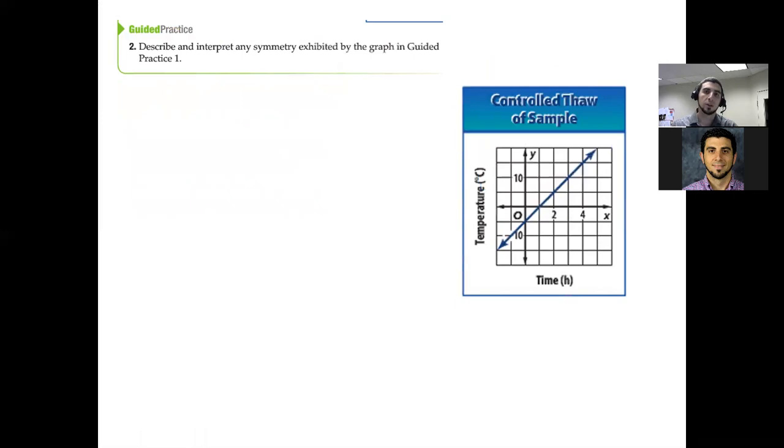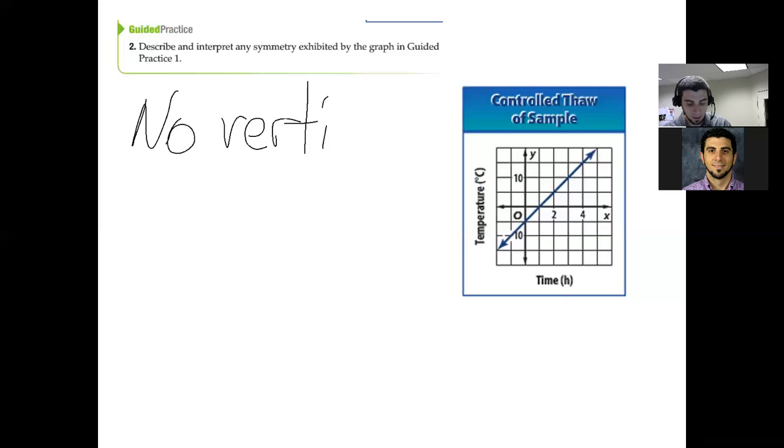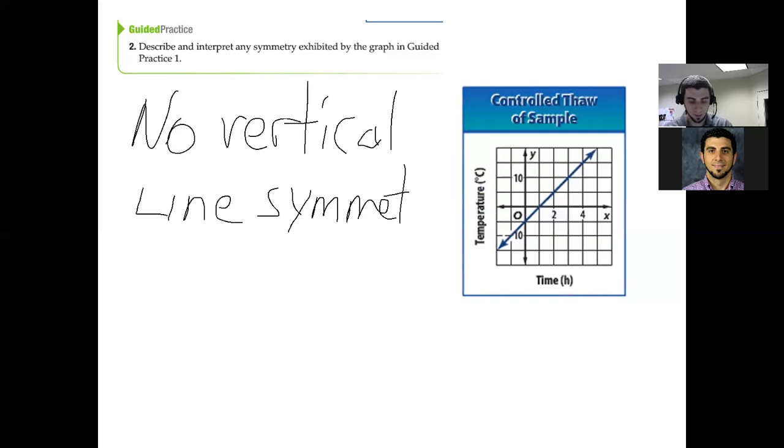All right, so here's another example. This is the one from the first practice problem, but we're going to look at this graph and interpret any symmetry. Go ahead and pause the video and hit play when you're ready to see the answer. Okay, we're back. There is actually no vertical line symmetry here. Why? Well, no matter where you place a vertical line on that graph, it is not going to be a mirror image of itself.